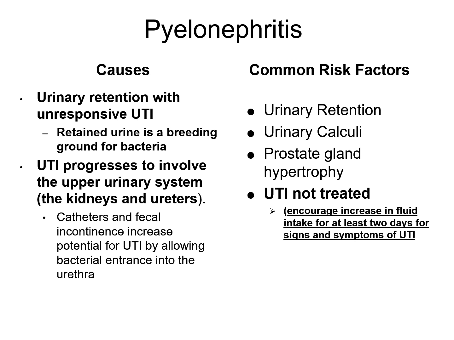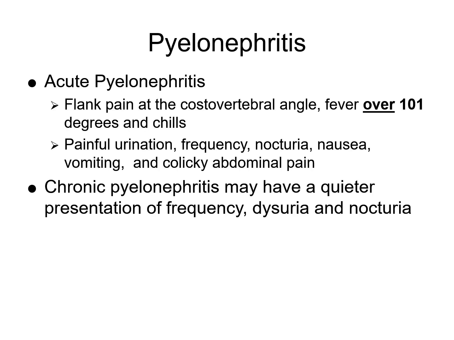What is acute pyelonephritis? Well, let me tell you something. If you've ever had it, you would know. You get flank pain right in the costovertebral angle right there on your back, and fever that would be over 101 degrees, and people can have chills with this. Very painful urination, frequency, getting up at night and having to pee and getting up again and again and again, nausea, vomiting, and a colicky kind of abdominal pain.